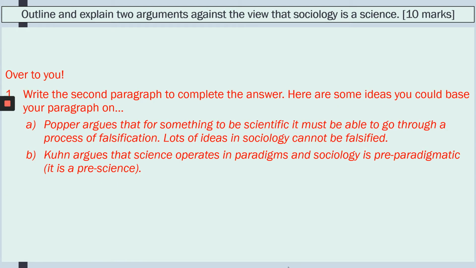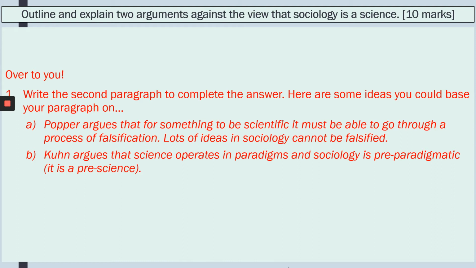Okay, so now you've had a look at that first paragraph. What I would like you to do is write a second paragraph to complete the answer. So I've given you some ideas that you could base your paragraph on. You could talk about Popper, how Popper argues that for something to be scientific, it has to go through a process of falsification. And because lots of ideas in sociology can't be falsified, we could say that sociology is not a science and shouldn't be considered a science.